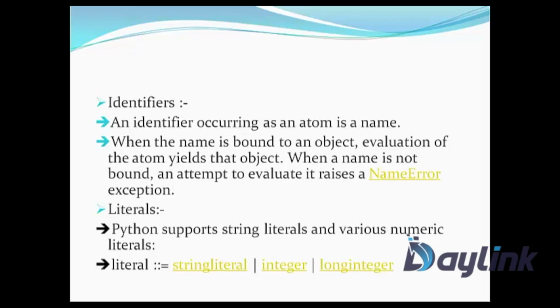Now we see the identifier. An identifier occurring as an atom is a name. When the name is bound to an object, evaluation of the atom yields that object. When a name is not bound, an attempt to evaluate it raises a NameError exception. When an identifier that textually occurs in a class definition begins with two or more underscore characters and does not end in two or more underscores, it is considered a private name of that class. Private names are transformed to a longer form before code is generated for them.